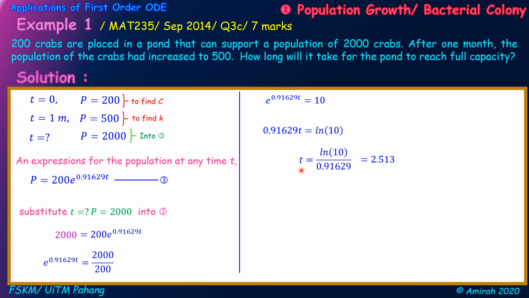And then we can solve using a calculator. So t equals 2.513. From the given question, t is given in months. So we can write t equals 2.513 months. So it took 2.513 months for the pond to reach full capacity. So this is the final answer.